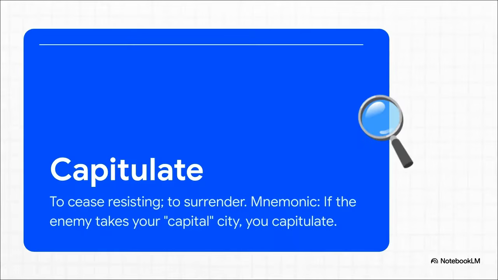So what happens when you can't agree and you can't just acquiesce? Well, one side might have to capitulate. It's a formal way of saying they surrender, they give up. And the mnemonic is just golden. If the enemy captures your capital city, you pretty much have to capitulate. It's that final act of surrender.